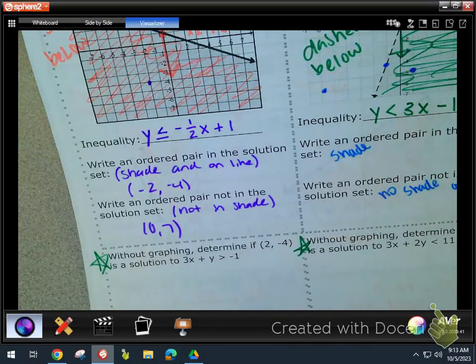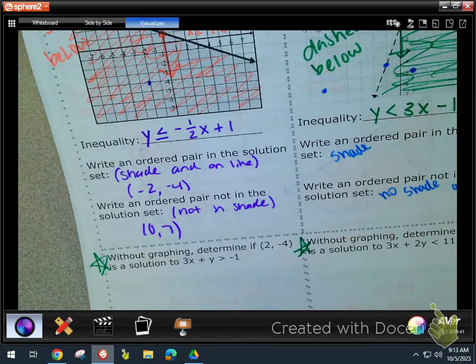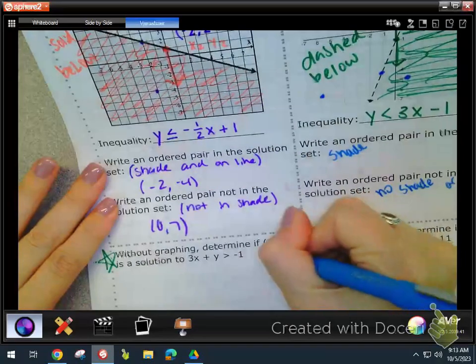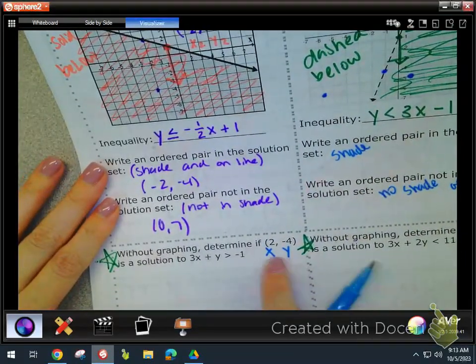Y'all been great at telling me if stuff is a solution with a graph because you just look at where the shade is. This one says without graphing. So what do we do? Well, what do we have? We have a point, right? Y'all see the point we have? When you have a point, what kind of values do you have? You have an x and you have a y, right? Write that down. Might be helpful.